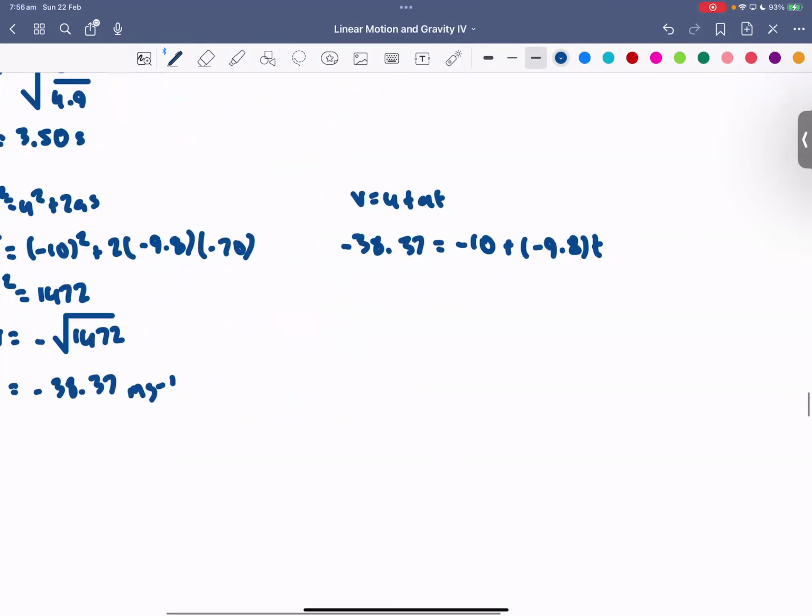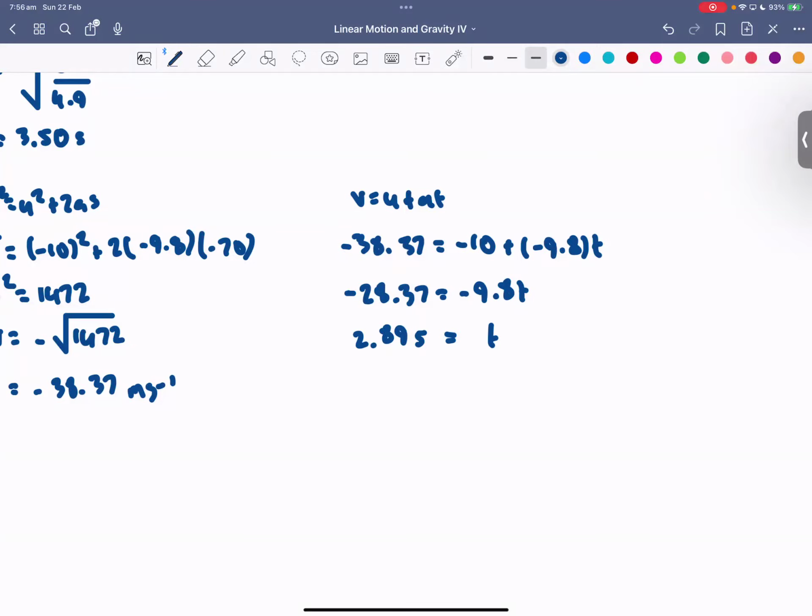Do your algebra correctly. When you bring minus 10 across, it becomes plus 10. So then the minus crosses out. What's 28.37 divided by 9.8? 2.9 something, I think. 2.89. That is how long it takes. That's so much better than having to use the quadratic formula.